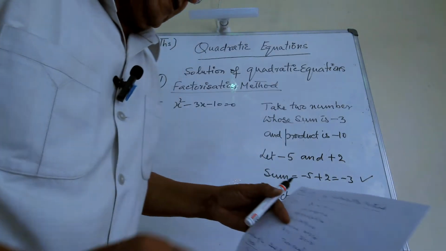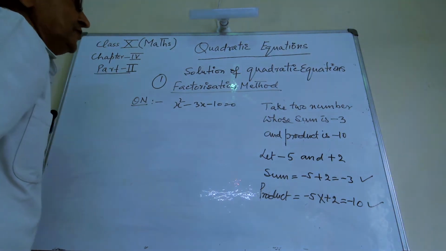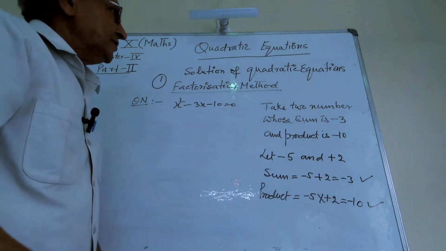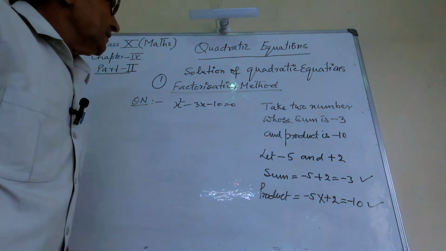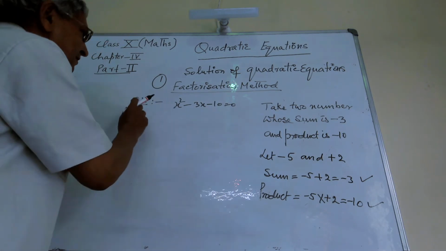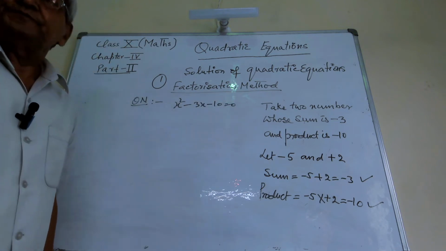My dear students, now I am taking the second part of quadratic equations. In this part, we have to find the solution of a quadratic equation. The first method is the factorization method. I am taking an example: x square minus 3x minus 10 is equal to 0.